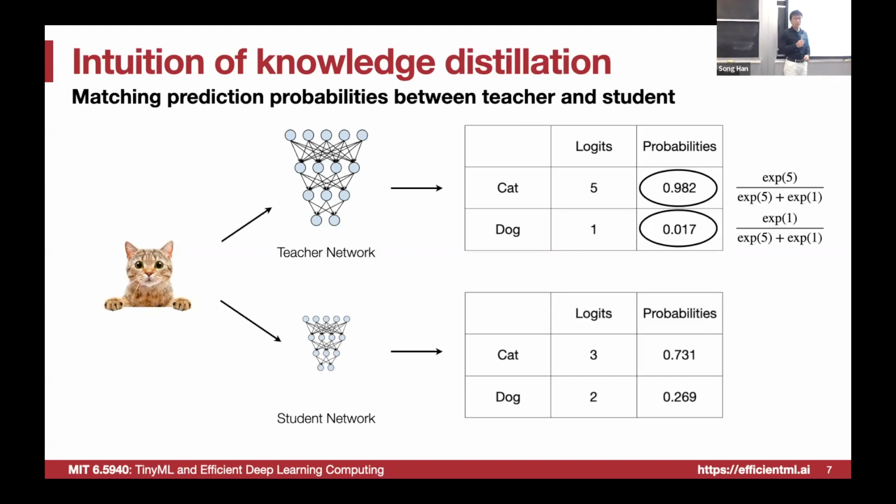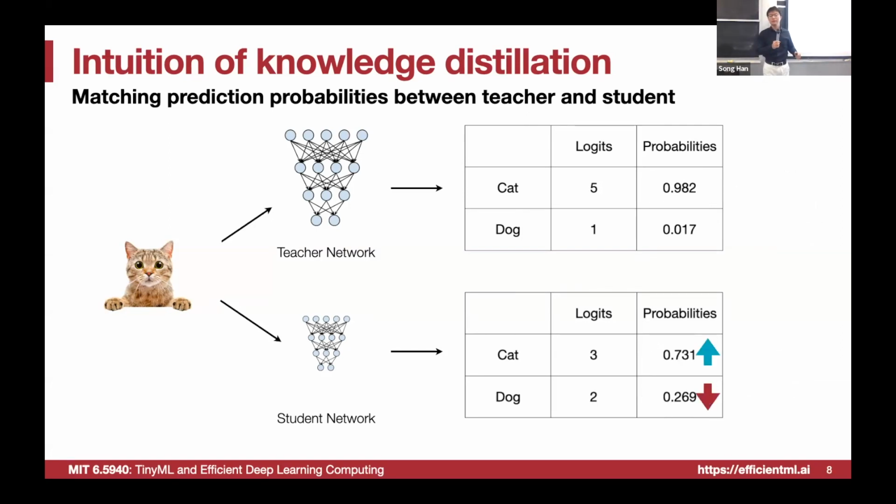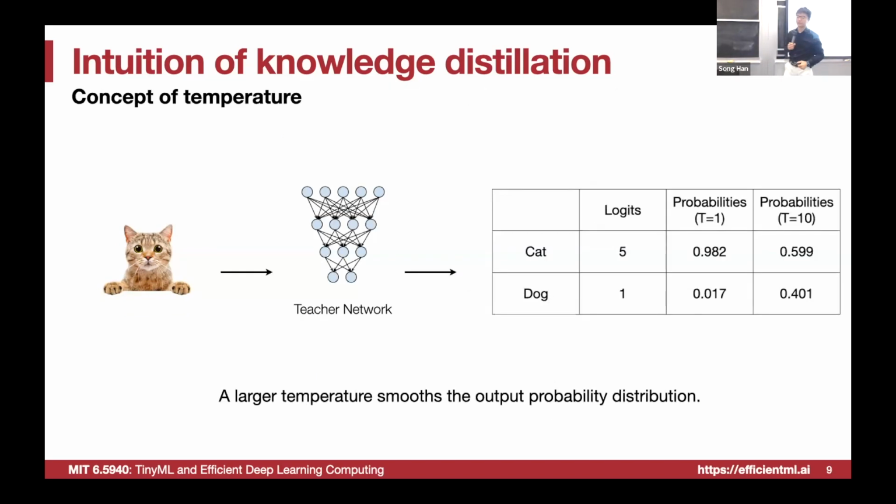If we look at the smaller model, the prediction is less confident. The logits are 3 and 2 rather than 5 and 1. And the probability is also smoother, not as confident. Like 98% for the teacher, here we are only 73%. Okay, so the student model is less confident. So what we want to do here is to boost the probability of the student to mimic that of the teacher. Okay, so here we can also apply a new concept called temperature to smooth this probability.